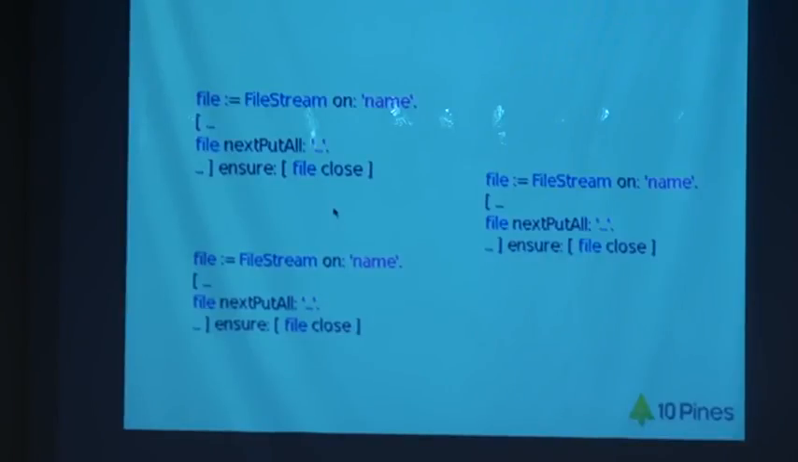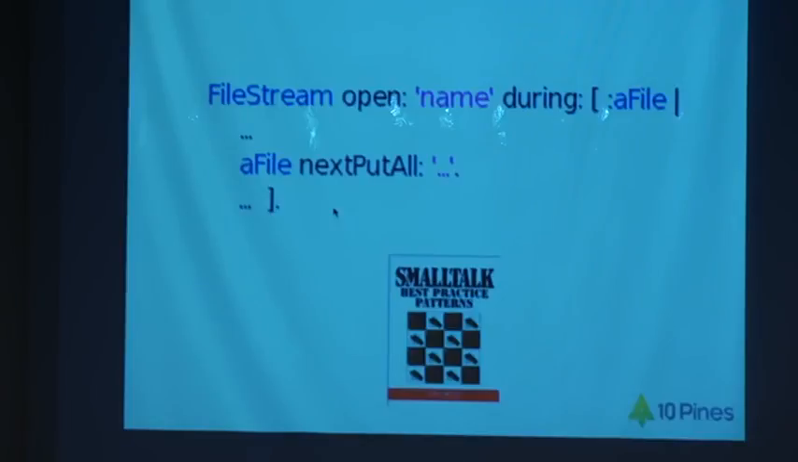So how do you remove this repeated code? Well, that's what Kent Beck suggests in his book. Create a message like open during that opens the file and evaluates the closure while it is open and then closes it. In Pharo it is open do or something like that, or detect do, I don't remember.